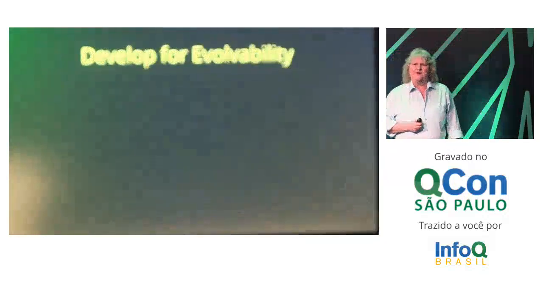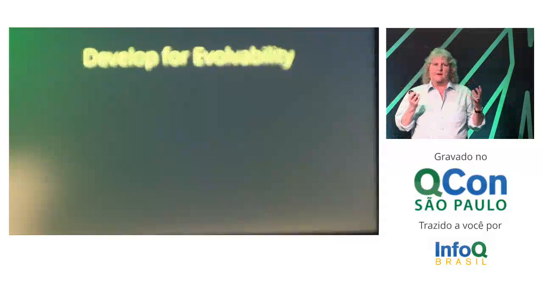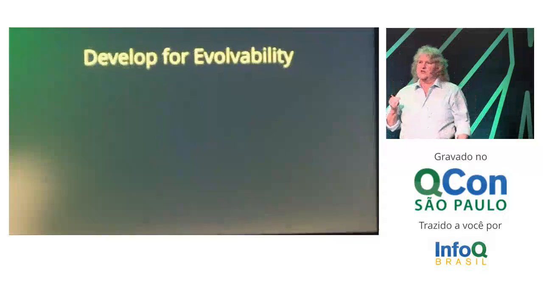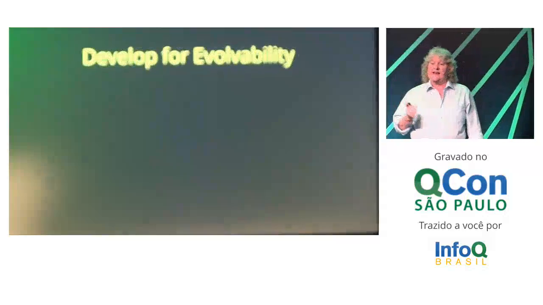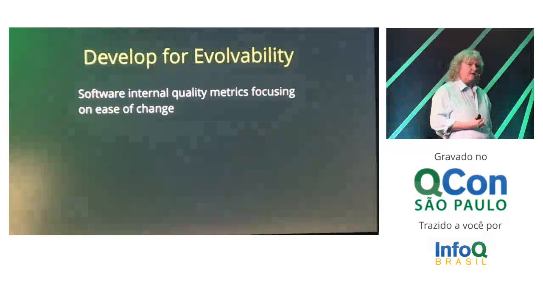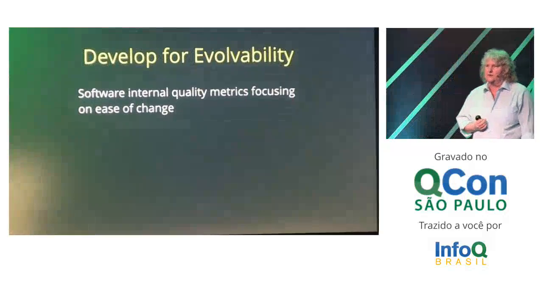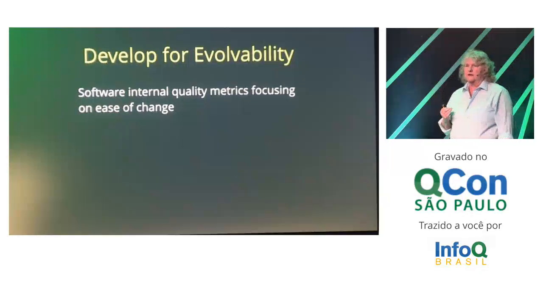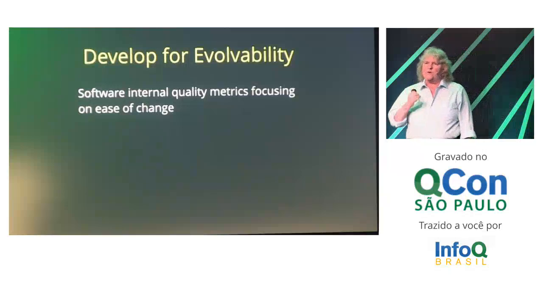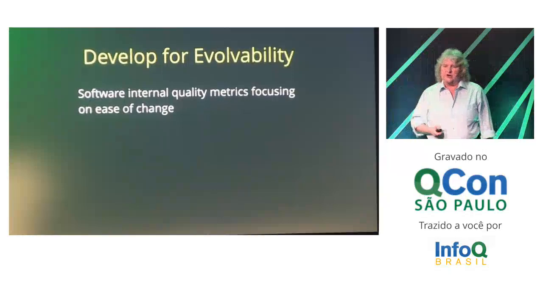Now, what does develop for evolvability mean? Well, a lot of what we're talking about in being able to change a system is how easy or difficult it is for you to understand what that system does. So one of the important parts of evolutionary architecture is actually to think about software quality. Look at the internal quality of your application, focusing on readability and understandability, because that's what makes things easier to change.